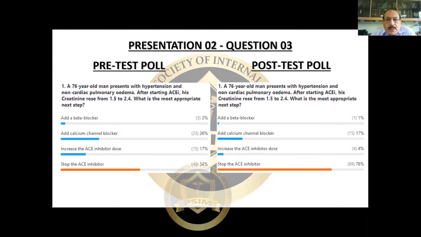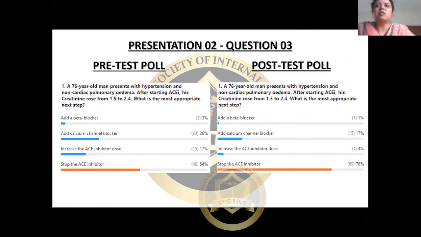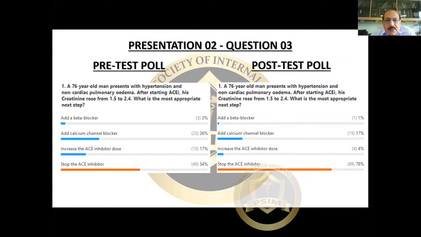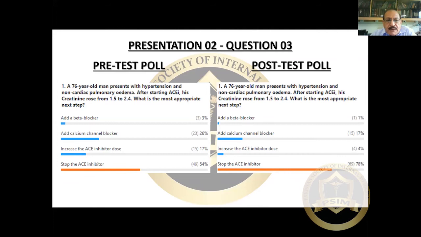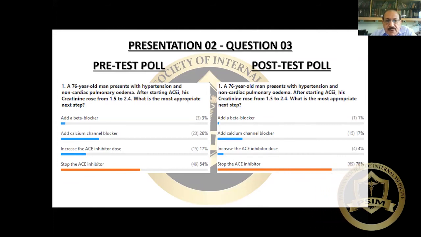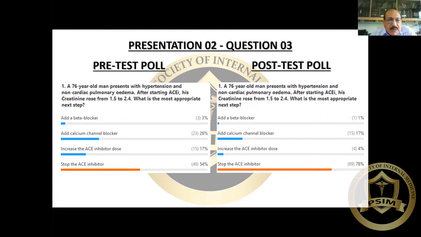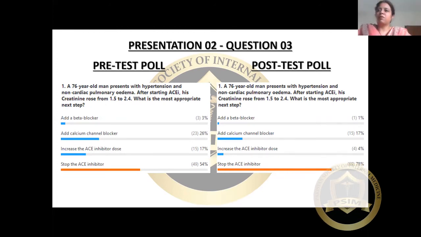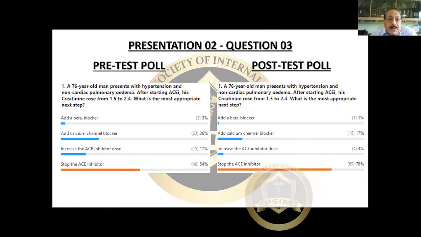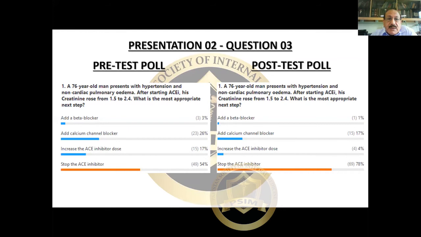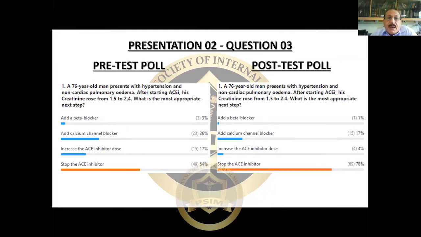The third question. I think it has improved significantly. Calcium channel blockers have gone down, and the correct answer is stop the ACE inhibitor. And why? Because the rise in serum creatinine is substantial.